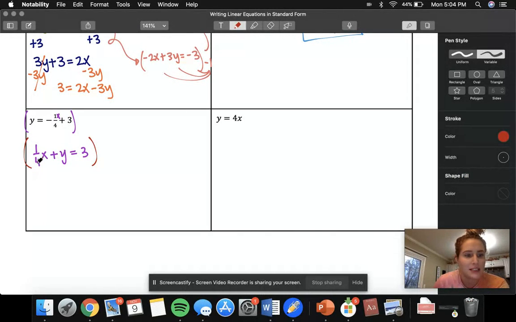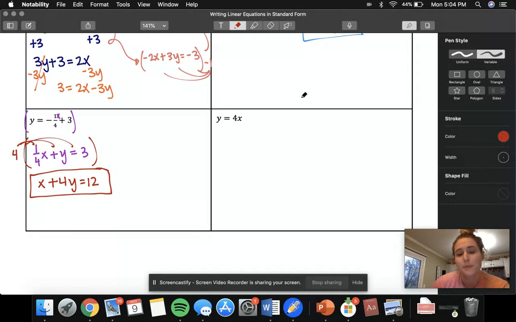Okay, I'm going to get rid of this denominator by multiplying. And I would be left with 1x plus 4y equaling 12. So you could have done it a couple different ways, but if you got at the very end this in standard form, you are good to go.